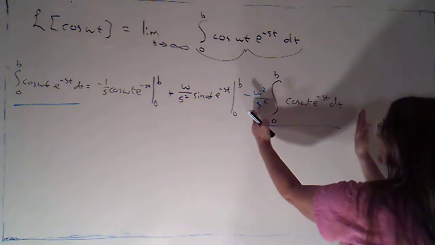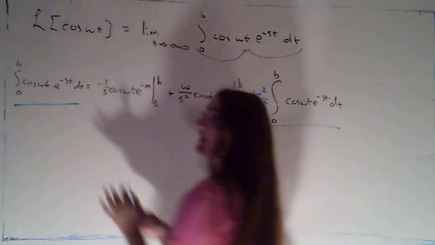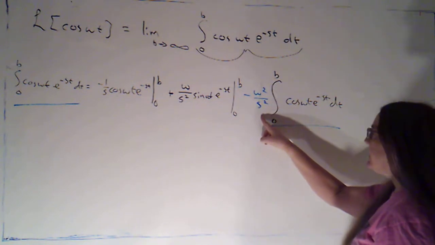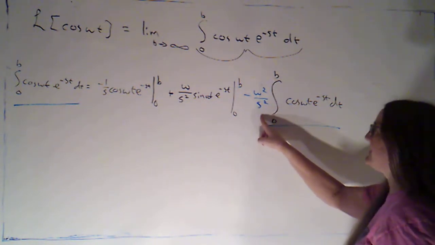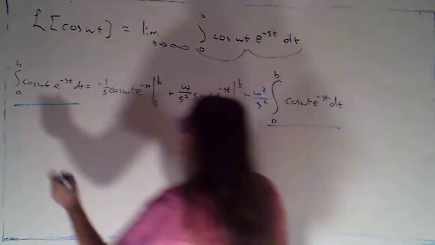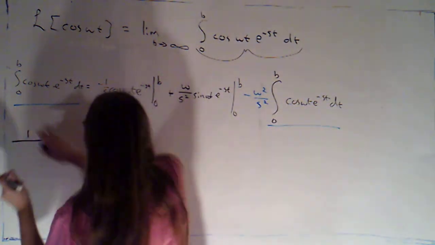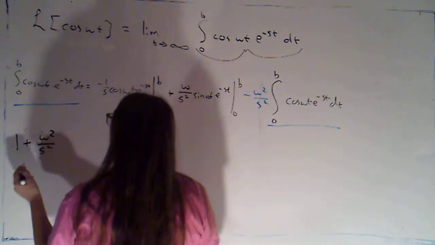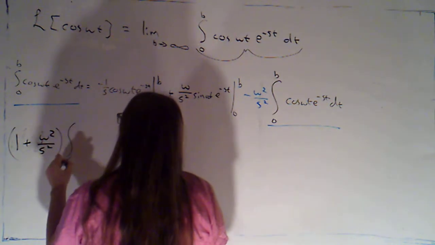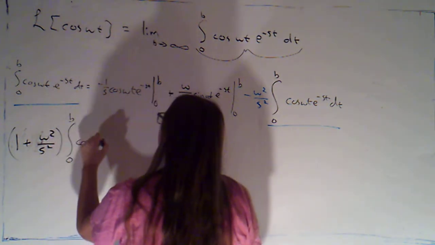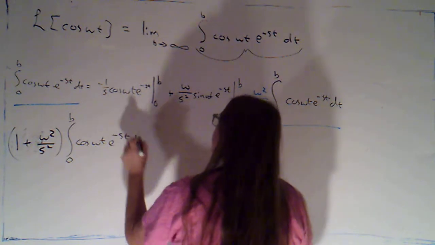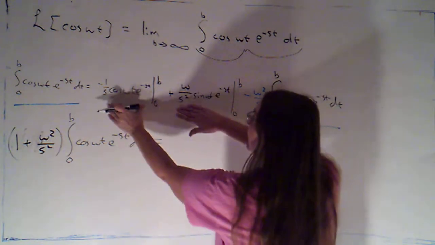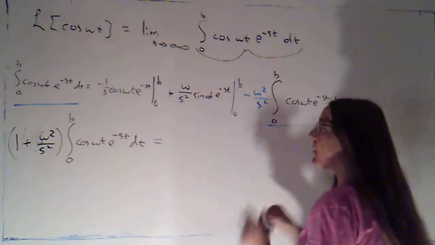So what I'm going to do is take this and add it over to this side. So right here I've got one copy of the integral. Here I've got minus omega squared over s squared copies of the integral. When I move it over, I will have 1 plus omega squared over s squared copies of the integral from 0 to b of cosine of omega t e to the negative st dt. And what that is equal to then is this. So let's go ahead and work that out.